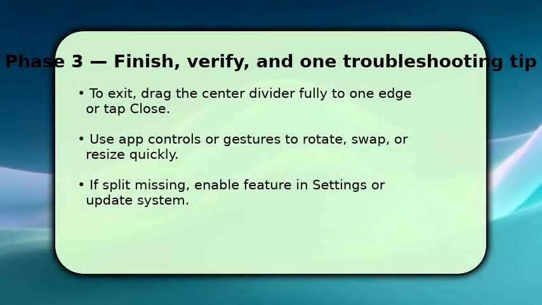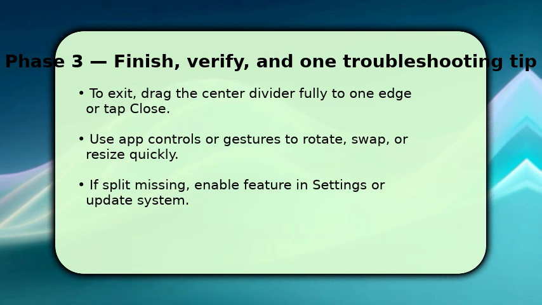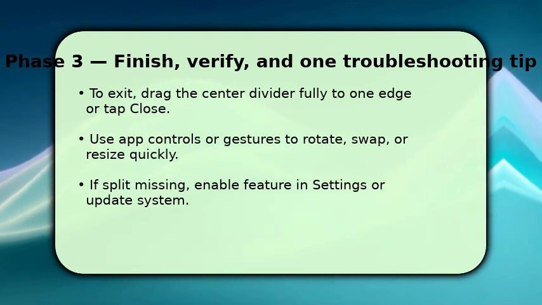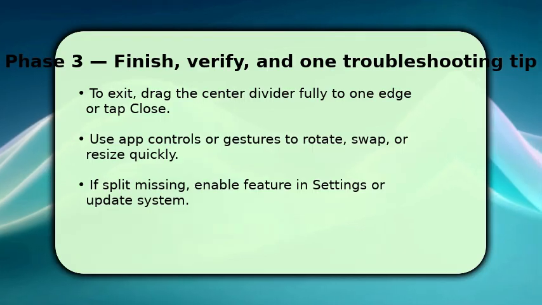To finish, drag the middle divider all the way to one side or use the on-screen close control to return to full screen. This closes split mode cleanly. You can swap apps, rotate the device, and resize as needed for multitasking or media viewing.